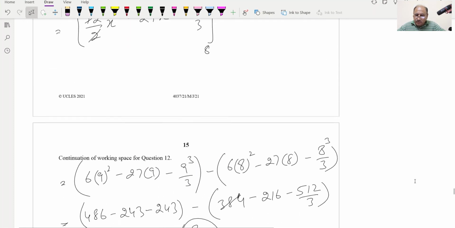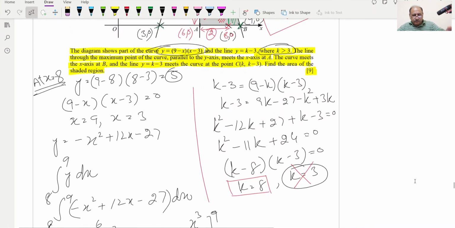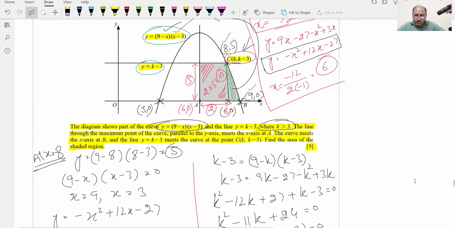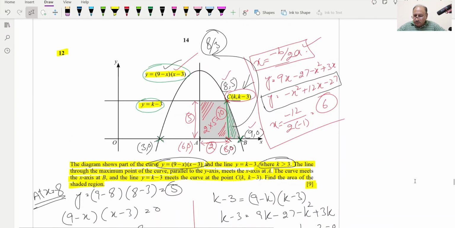This was a little lengthier, complicated question, which we have done easily. It was question number 12, a 9 marks question. So we are done with the paper. Hopefully you understood each and everything.